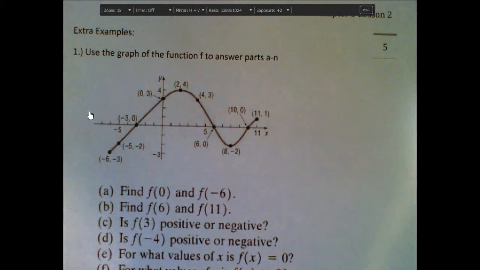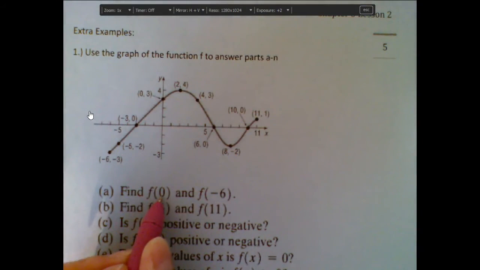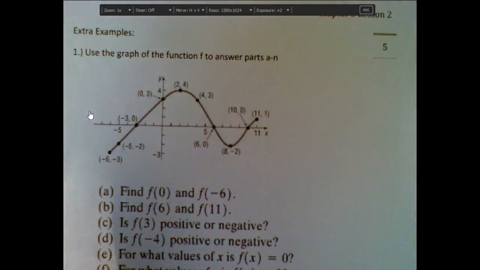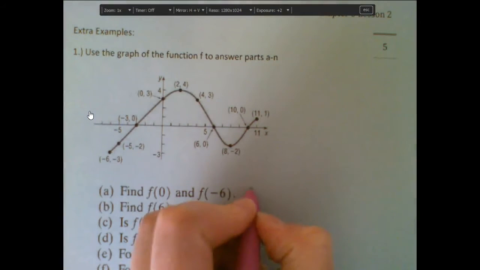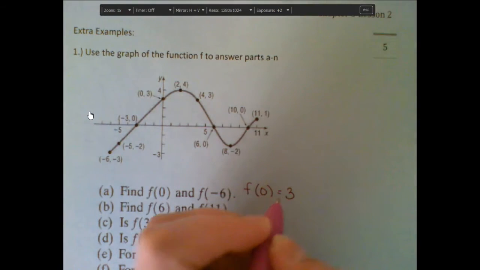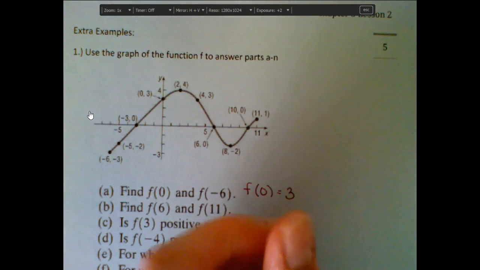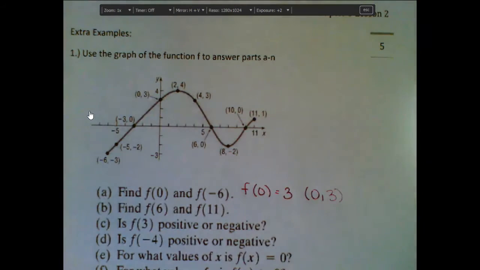Find f of 0 and find f of negative 6. That would be if x is 0, what would my function equal? So I'm going to look on my graph. Where is x 0? Well, x is 0 right here. So f of 0 would equal 3. That point would then be 0, 3.